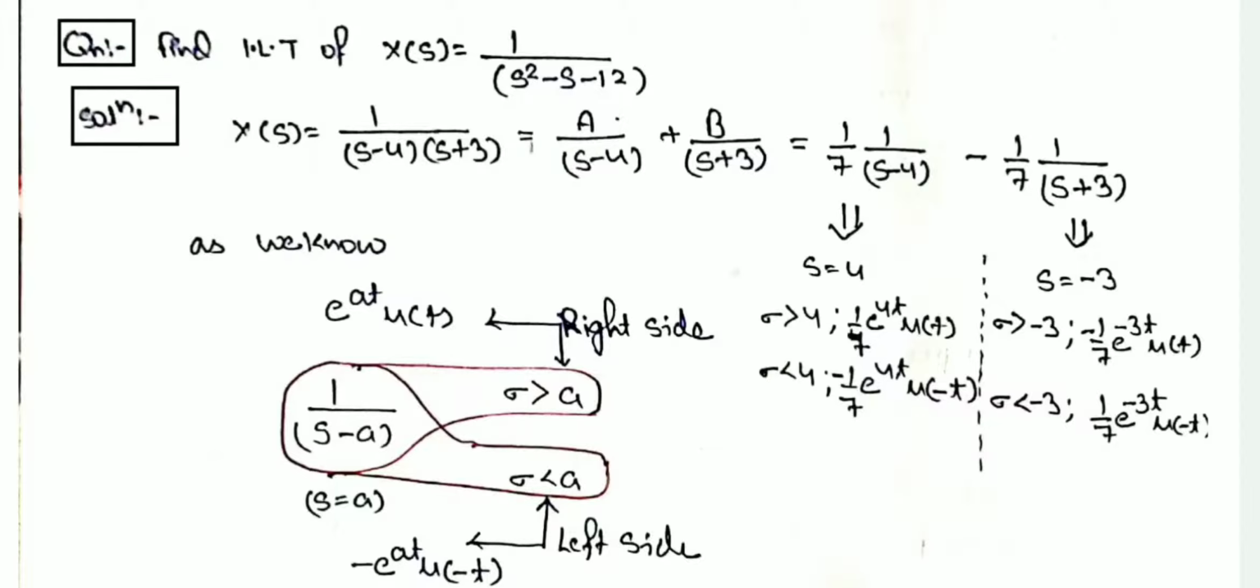The first question is to find the inverse Laplace transform of 1 upon s square minus s minus 12. When we factorize it, it becomes 1 upon (s minus 4)(s plus 3). Our first task here is to take the partial fraction of this function. When we do so, it becomes 1 upon 7 into 1 upon (s minus 4) minus 1 upon 7 into 1 upon (s plus 3).